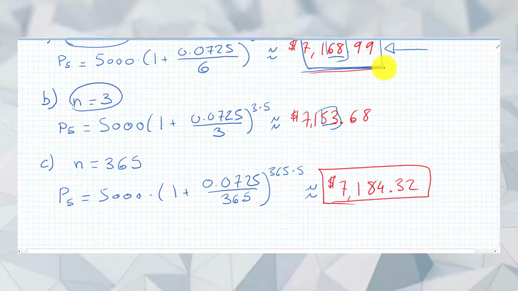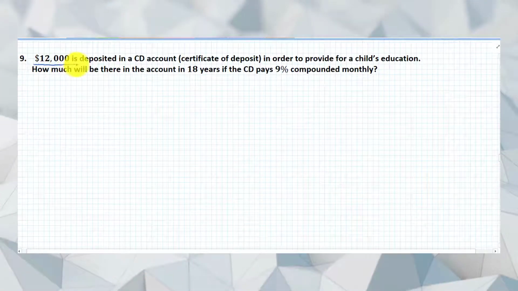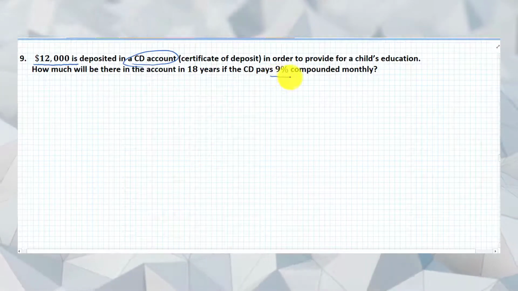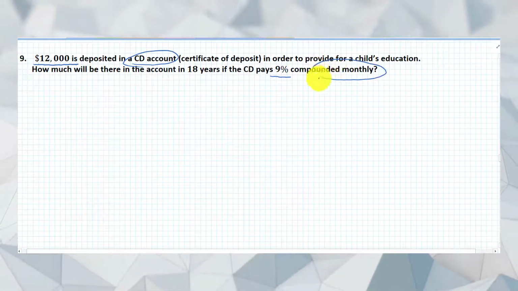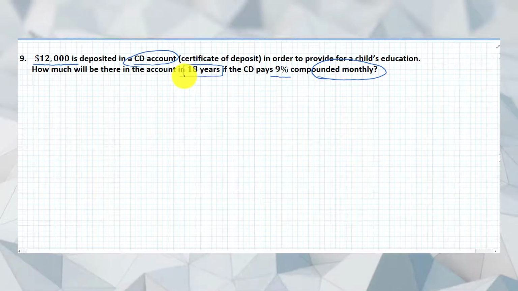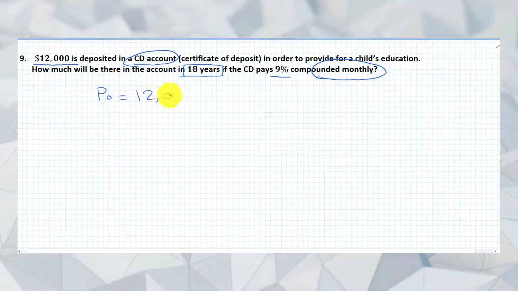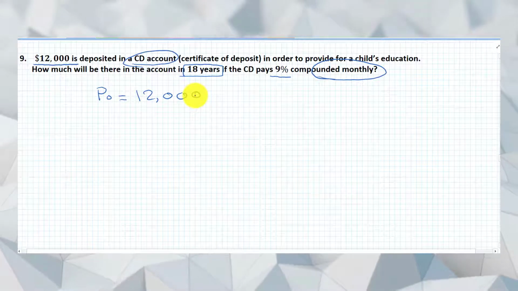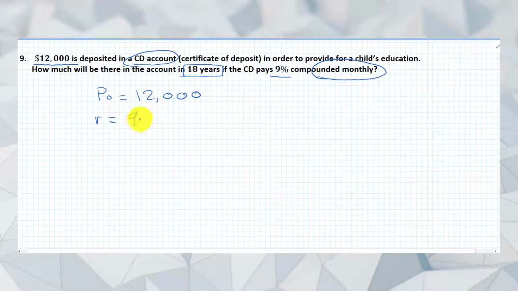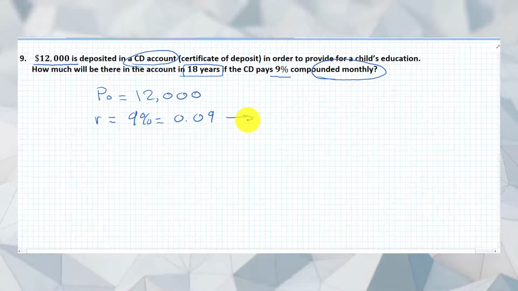Okay? All right. Let's move on to the next example. In the next example, I want to invest $12,000 in a CD account. The CD pays 9% yearly, compounded monthly, and I want to figure out how much I have after 18 years. So what is P naught? P0 is the amount I'm investing right now. That's a present value, $12,000. What is R? R is 9%, so it is 0.09, but I have to compound it monthly.